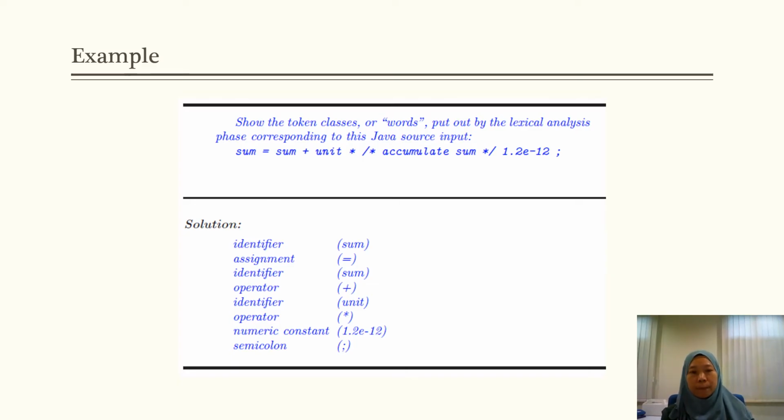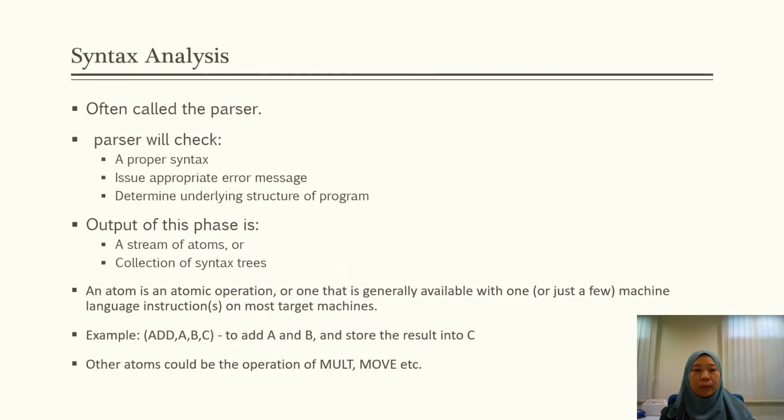So how many tokens altogether? We have sum, we have the assignment operator, another sum, plus, unit, multiplication, a constant number 1.2e-12, and a special character, semicolon. This is the output for the first phase. They will split our sentence into several tokens. Sorry, the previous one is the lexical analyzer. Now it's the syntax analyzer.